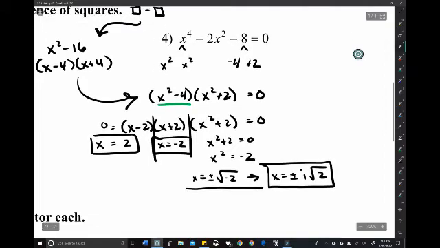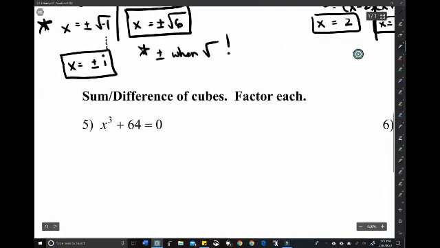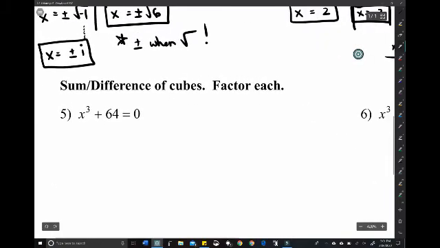Okay, so factors with imaginaries into the 4th power. Sum and difference of cubes. Here I have 2 gifts for you, and they are formulas. So the first is a sum of cubes. If you have a to the third plus b to the third, if you have perfect cubes, you can rewrite that as a plus b, quantity a squared minus ab plus b squared.